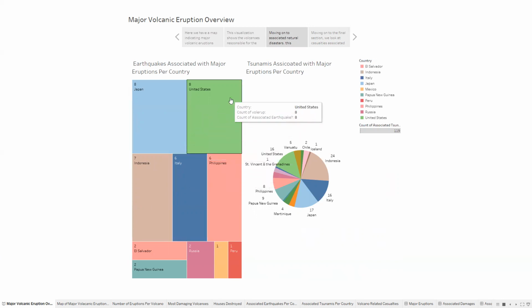And then on the right, we have the tsunamis associated with eruptions per country. The country with the most tsunamis associated is Indonesia, and that makes sense as it's an island chain country. And then this is followed by Japan, another island country. And then we have the United States and Italy right after that, both at 16, which also makes a lot of sense considering how much coastline each of these countries have.